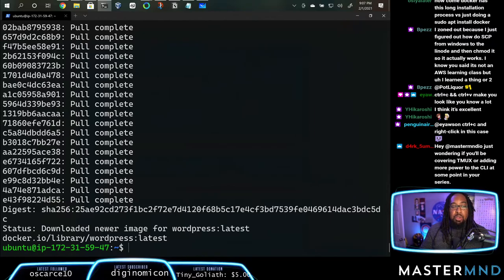Hey Mastermind, just wondering if you'll cover Tmux or adding more power to the CLI at some point in your series. Dark Summoner, phenomenal question. Yes, for sure we will. We'll probably incorporate that at a couple different times. We did a build series on Saturday, which helped people get their Vim and stuff set up, change their colors and stuff like that. Yes, I am a fan of Tmux, 100%.